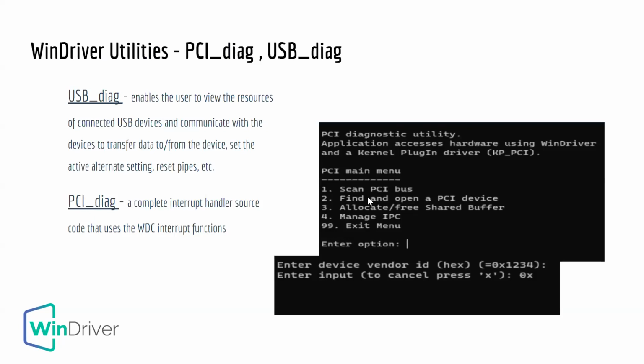Other great utilities we have to check if our hardware works, or if our operating system can access it and perform operations, are the PCI diag and USB diag. Diag stands for diagnostic, okay? You can review the resources of connected USB or PCI devices and communicate with them to transfer data to and from the device, to read and see the config BAR information. It is located in the util folder of WinDriver. You can simply double-click it and access your device.